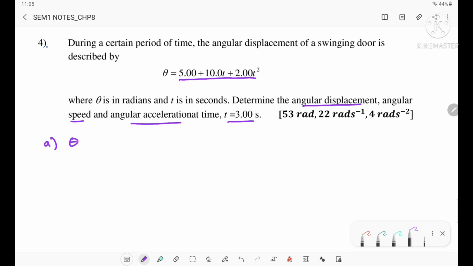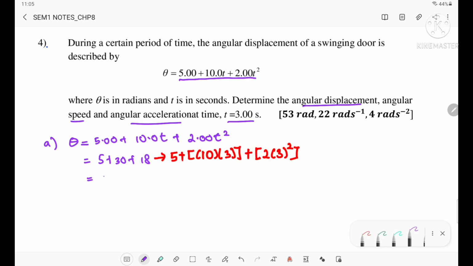So first, the angular displacement. Angular displacement theta is equal to, already given from the question, 5 plus 10t plus 2t squared. Just substitute the value of t is 3 seconds. So we get 5 plus 10 times 3, so we have 30, plus 2 times 3 squared, we have 18. So we got 53 radian.